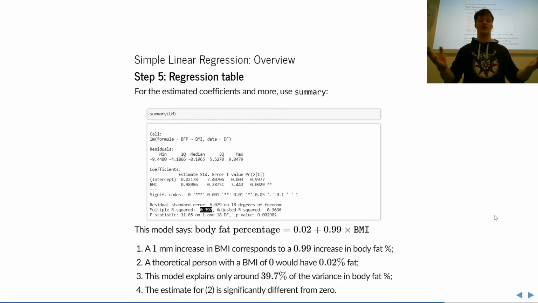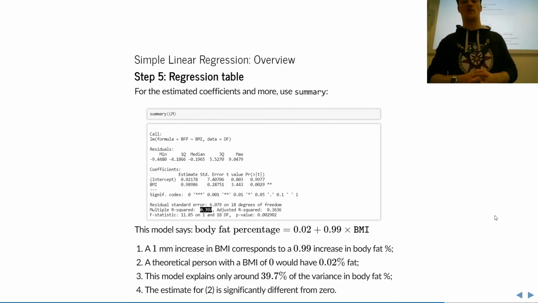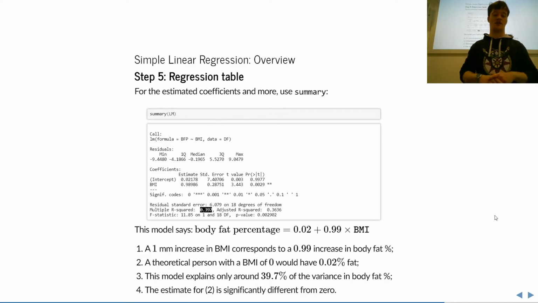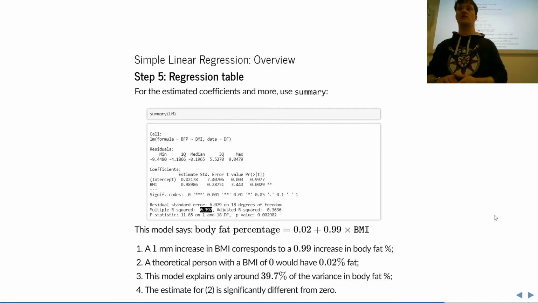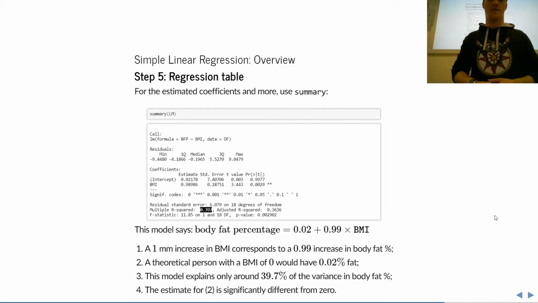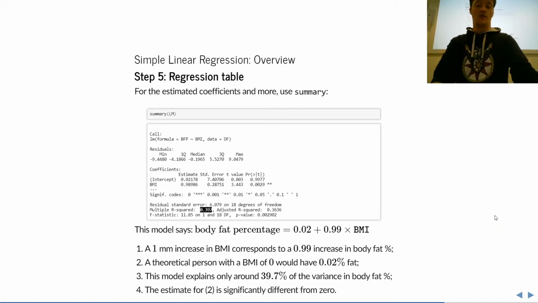If it's like 99%, then the relationship is very clear. There are very small deviations from it. This one explains 40%, which, is that a lot? Is that not a lot? I don't think it's very much in this case, because that means that there's still 60% of variance unaccounted for. So maybe you cannot just replace body fat percentage measurements with BMI, if that was the purpose of this study.